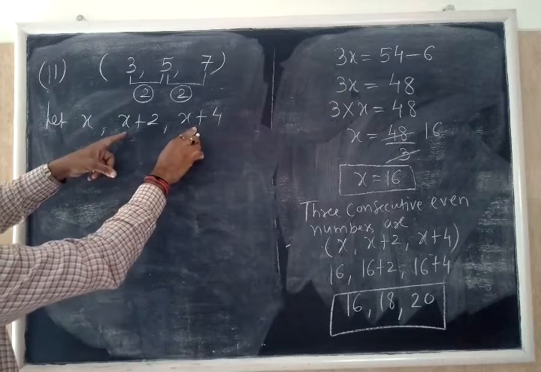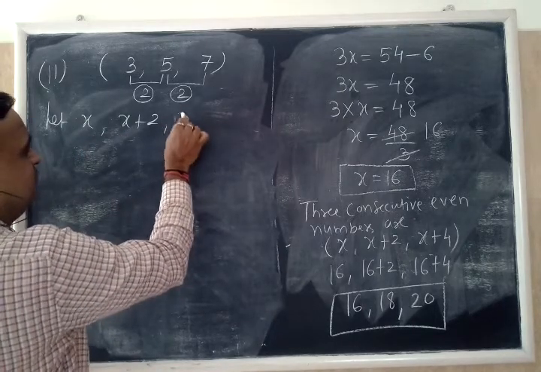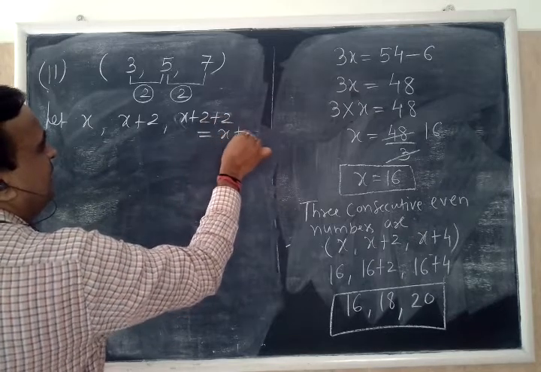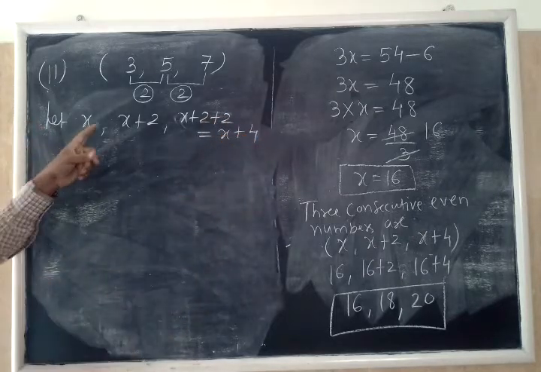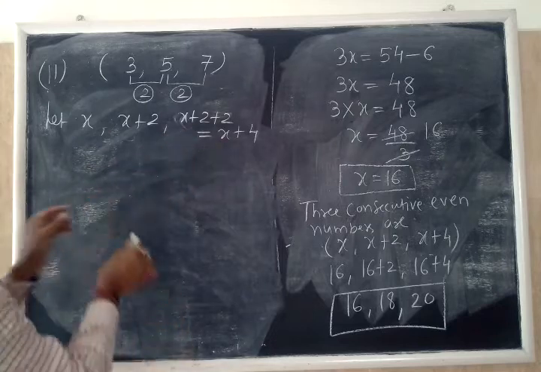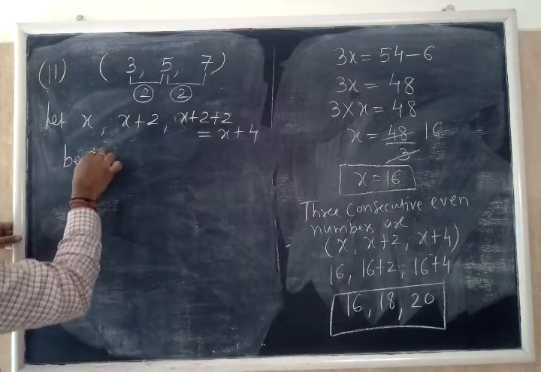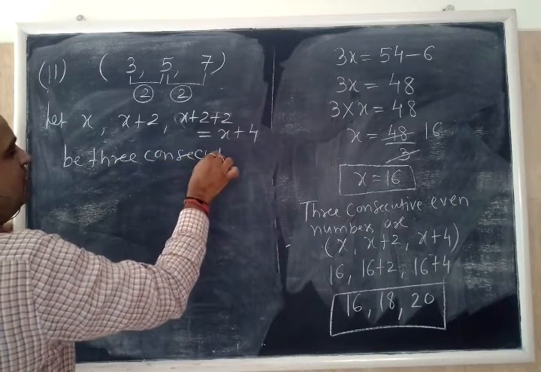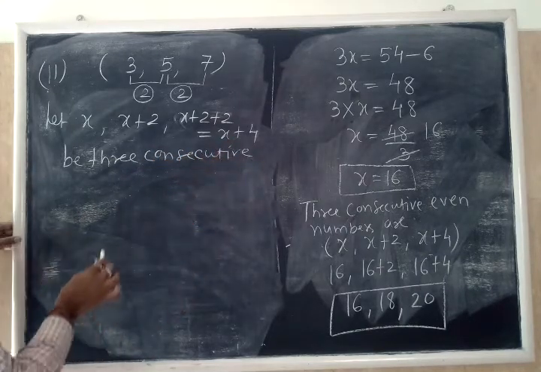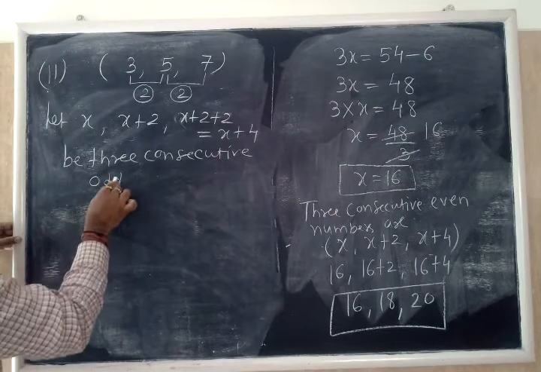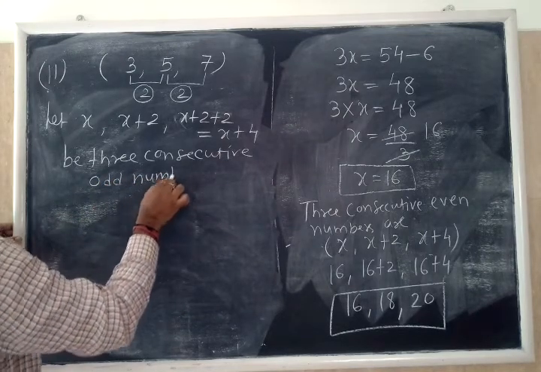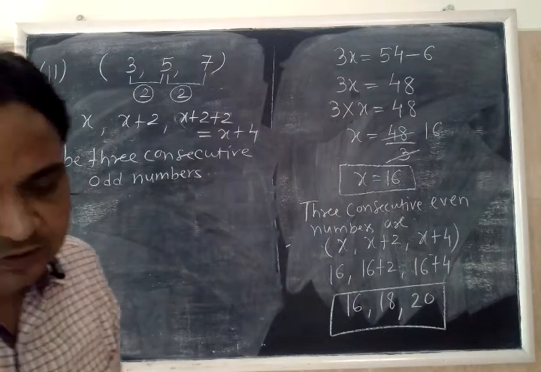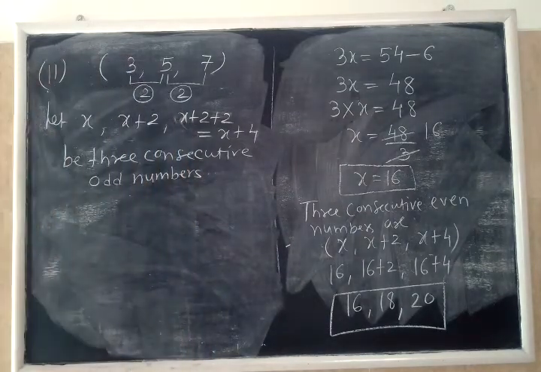How did we get x plus 4? That is the same as x plus 2 plus 2, that is x plus 4. So x, x plus 2, x plus 4 be three consecutive odd numbers. Now what is given? Their sum is 63.